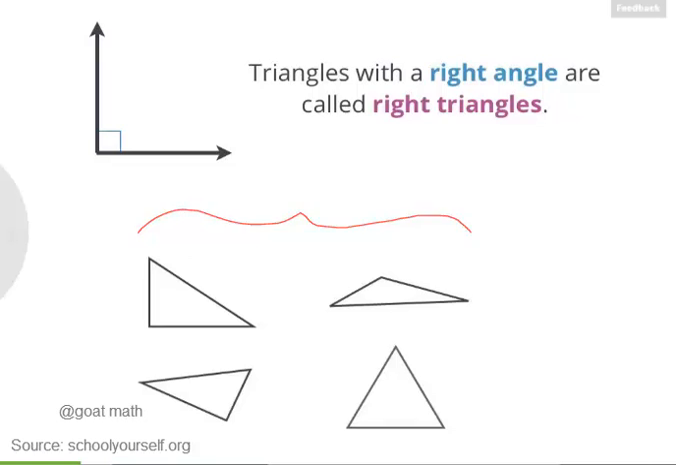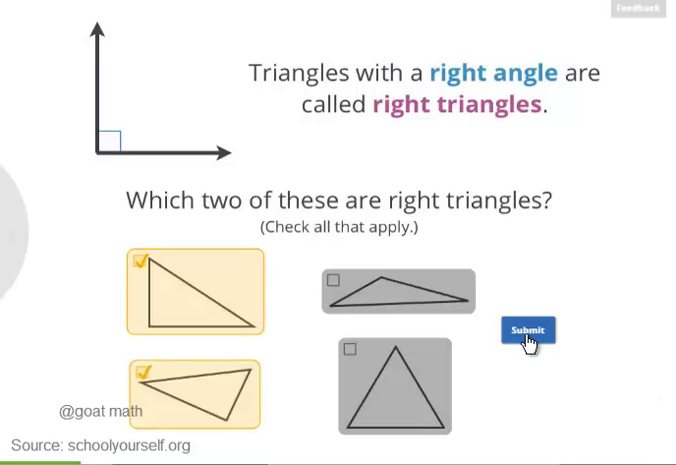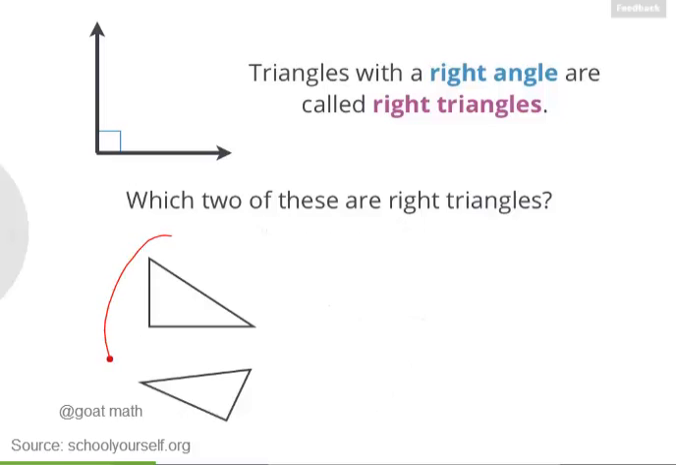So take a look at these triangles down here. Two of them have right or 90-degree angles. So which two of these are right triangles? Well done! So these two triangles over here are right triangles. This angle over here is a right angle, and this angle down here is another right angle.